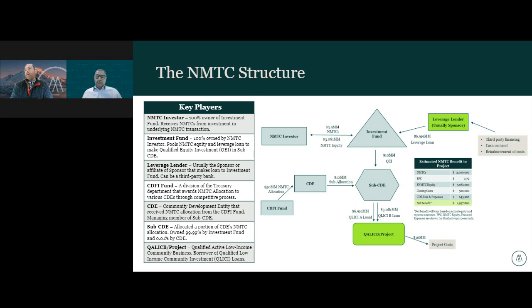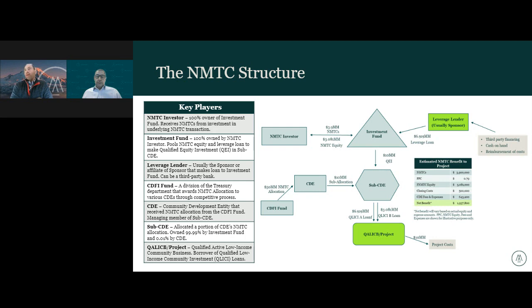And that sub-CDE then in turn takes that $10 million and makes 2 loans to the project. A $7 million loan tied to the leverage loan and a $3 million loan tied to the investor equity. And so that $10 million of project costs flows down to the project, and the project utilizes those funds to complete construction, complete an equipment purchase and expansion, fund working capital, whatever the use of those funds are.